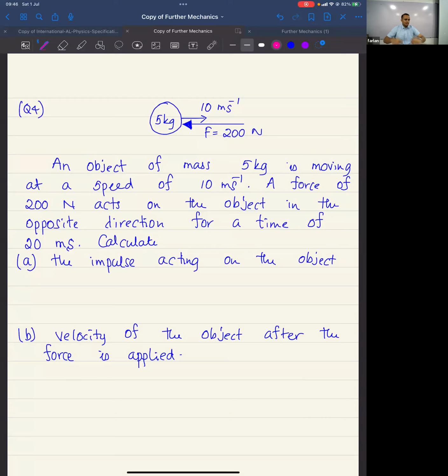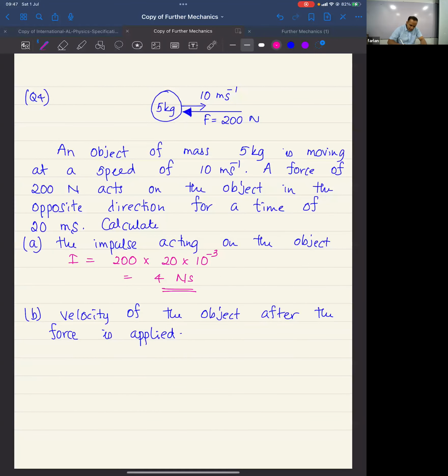To the right. Now here see, guys, the impulse is force into time. The force is 200, time is 20 milliseconds. That's 20 into 10 to the power minus 3, which is 4 newton seconds. Correct me if I'm wrong. Impulse is 4 newton seconds. Now what is the initial momentum? 5 into 10. Initial momentum is 50 newton seconds.